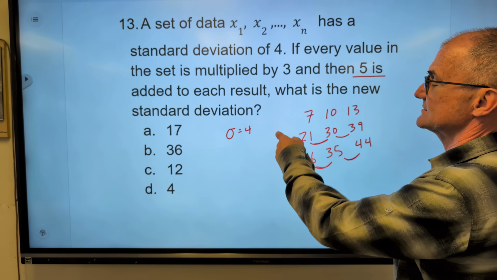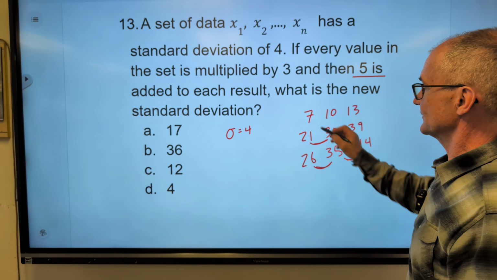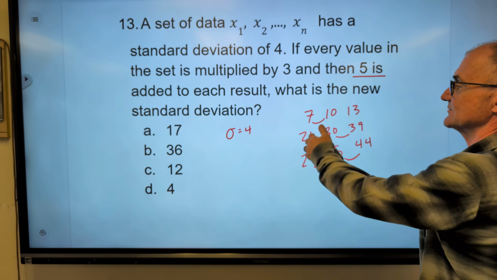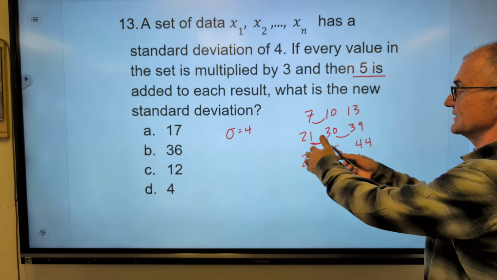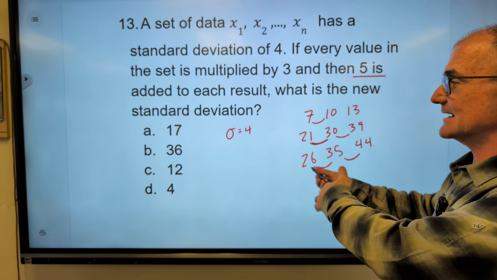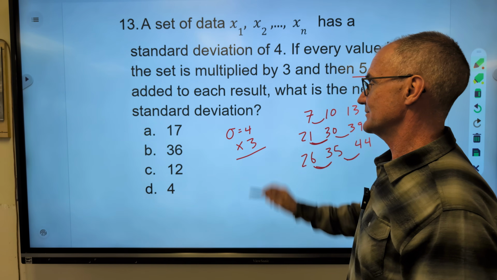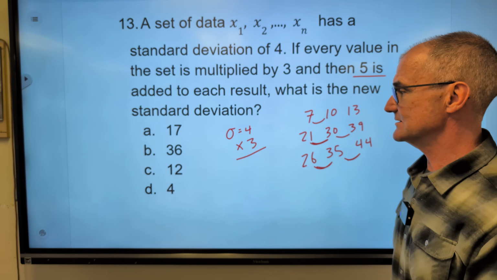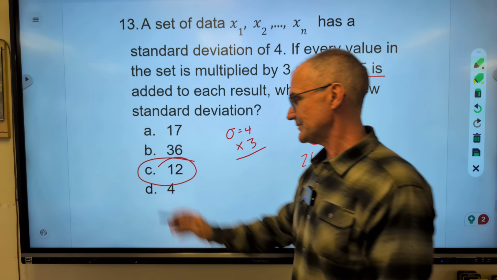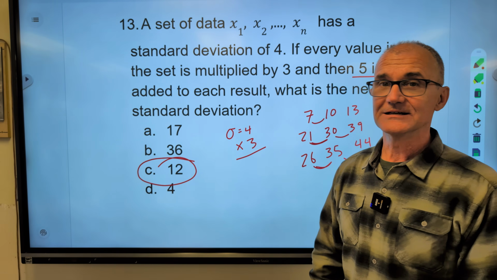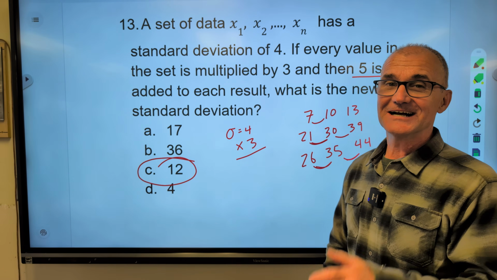What is the new standard deviation? Well, if it went from 3 to 9, the overall distance increased by a magnitude of 3. But then by adding, it didn't change the spread. So it just increased when I multiplied by a magnitude of 3. The new standard deviation would be 4 times 3, or 12. Answer C. One last problem here before I go there.